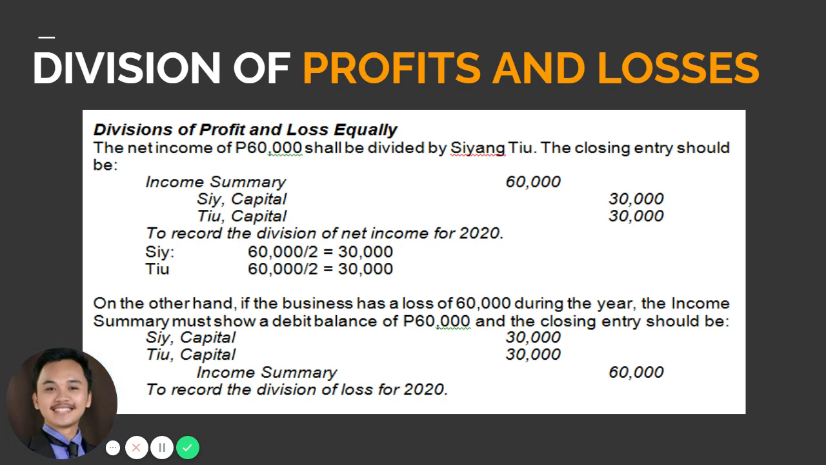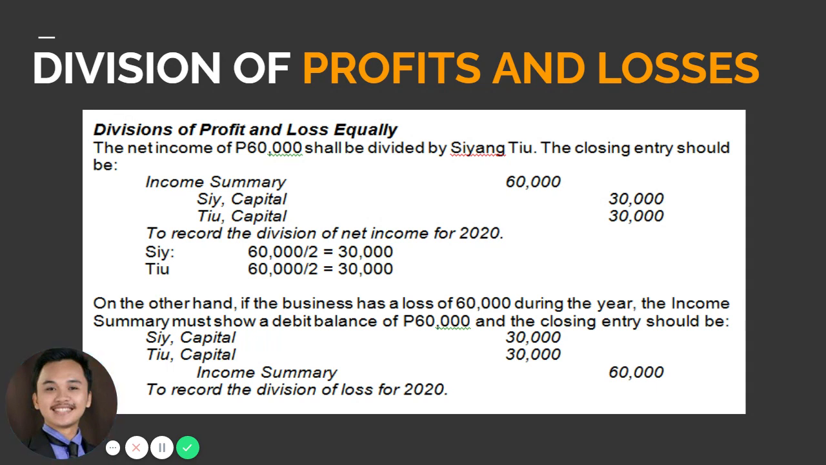So you have that. To record the division of net income for 2020, you just debit income summary. You are debiting income summary because you will be closing that income summary account to the capital accounts of the partners. So to credit the capital account of the partners from the net income for 2020, you will be debiting income summary for 60,000 and crediting Say capital and Chu capital for 30,000 respectively.